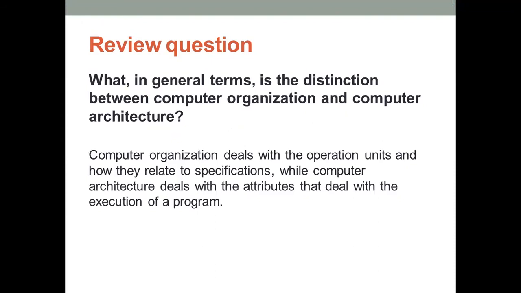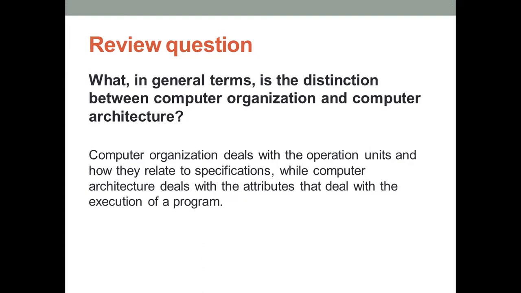So, what in general terms is the distinction between computer organization and computer architecture? Basically, computer organization deals with the operational units and how they relate to the specification, while computer architecture deals with the attributes that relate to the execution of a program. If you want to buy hardware for your computer, like a VGA or processor, or you want to build your own computer, you do computer organization. But computer architecture deals with the execution of a program.